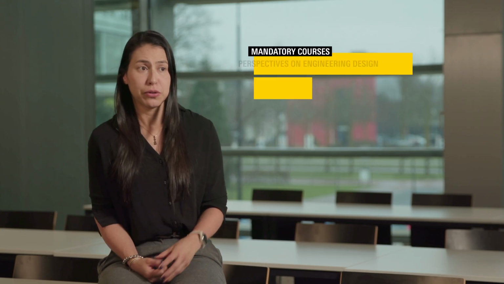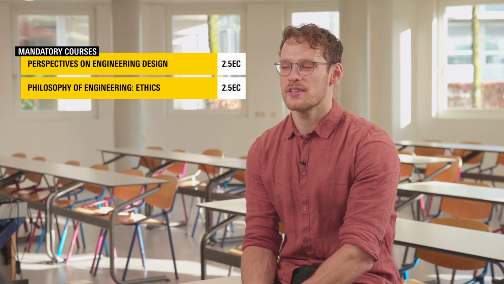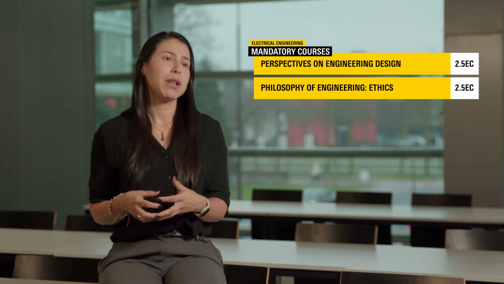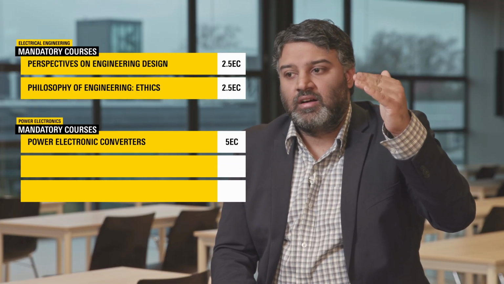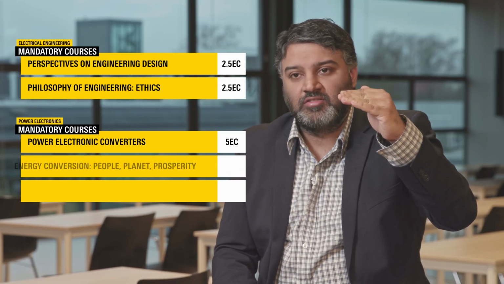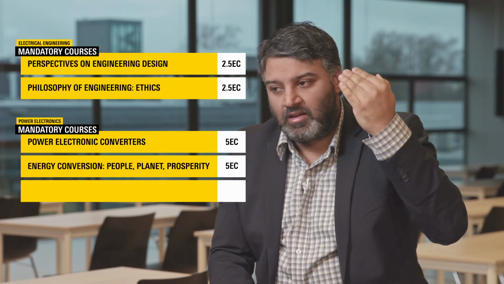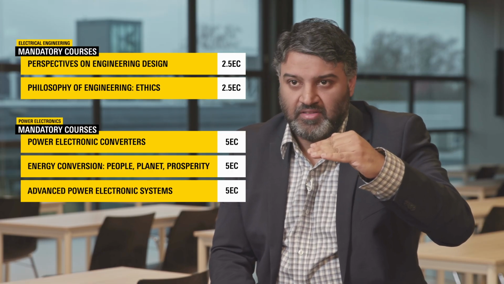If you are a student in electrical engineering, you have to follow 2 mandatory courses in ethics and philosophy, and there you sort of learn how to be a good engineer. So what impact your technology has on society and how you can have a positive impact on society as well. And especially for power electronics, there are 3 mandatory courses: Power Electronic Converters, Energy Conversion, People, Planet, Prosperity, and Advanced Power Electronic Systems.